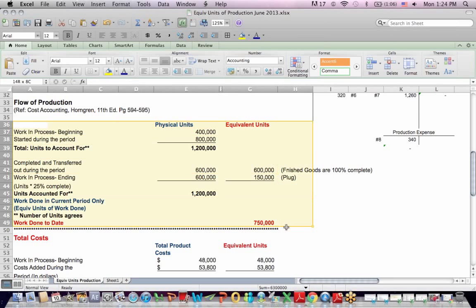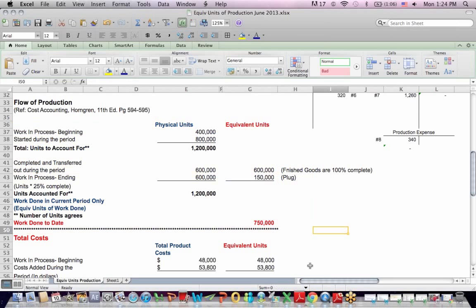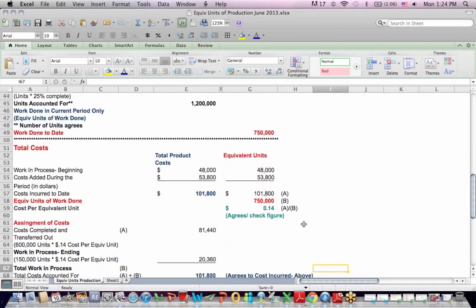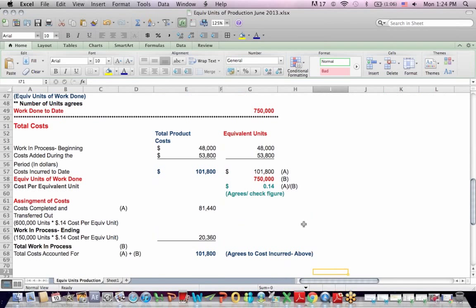So that's the top half of the page. If we go down a little bit, we now assign the cost. And this is typically the way it's going to be laid out in a problem. We have costs associated with beginning work in process. We have costs associated with production during the period, costs added during the period. And if I add them all in blue, I get 101,800, which is defined as cost incurred to date.